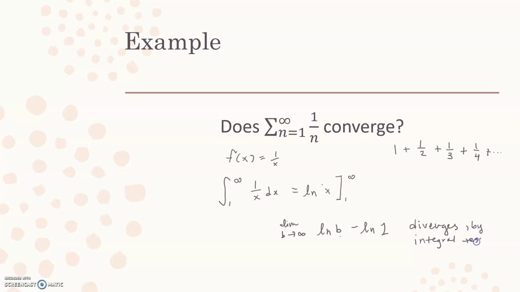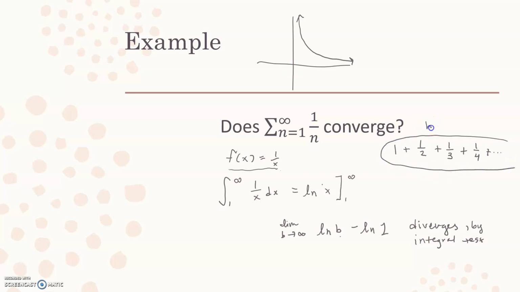I did skip one important step. Should have convinced myself before I did the integral test that this is a positive decreasing function on the interval from 1 to infinity. And I know the shape of 1 over x from 1 to infinity looks like this, so I know that it's a positive decreasing function. This series, very famous, has a name. It's called a harmonic series. There are several different tests out there to prove that this series diverges, but it does diverge, and we just proved it with the integral test.